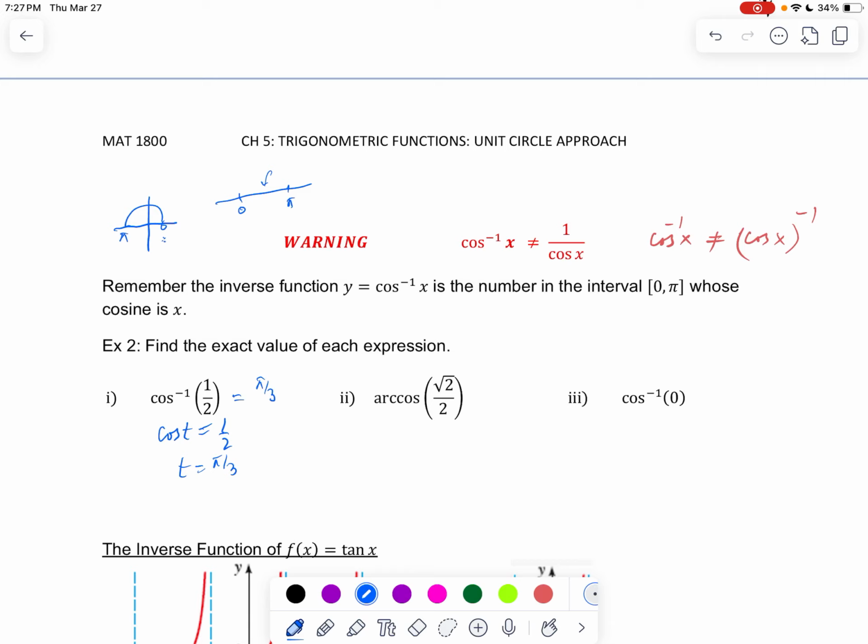Next one, arc cosine of square root of 2 over 2. Again, it's your choice. You can call it t or x, whatever. By definition, we are looking for the number t such that cosine of t equals square root of 2 over 2. In other words, we are trying to solve this equation, but the solution must be in 0 to pi. So arc cosine is when t is pi over 4.